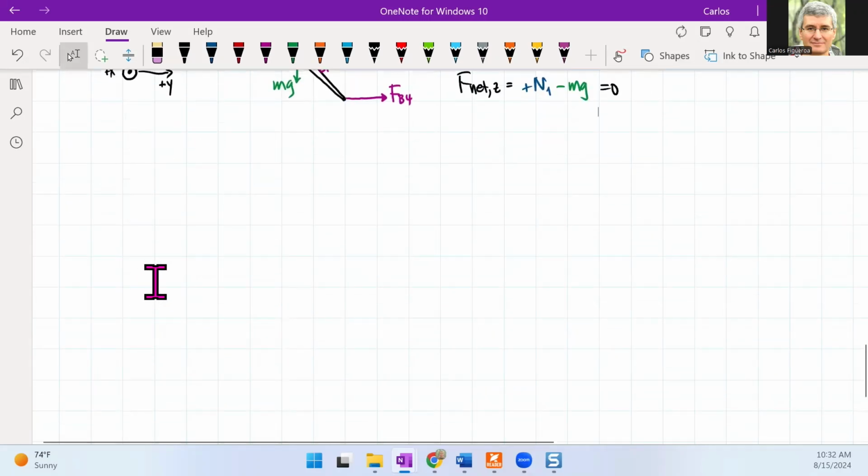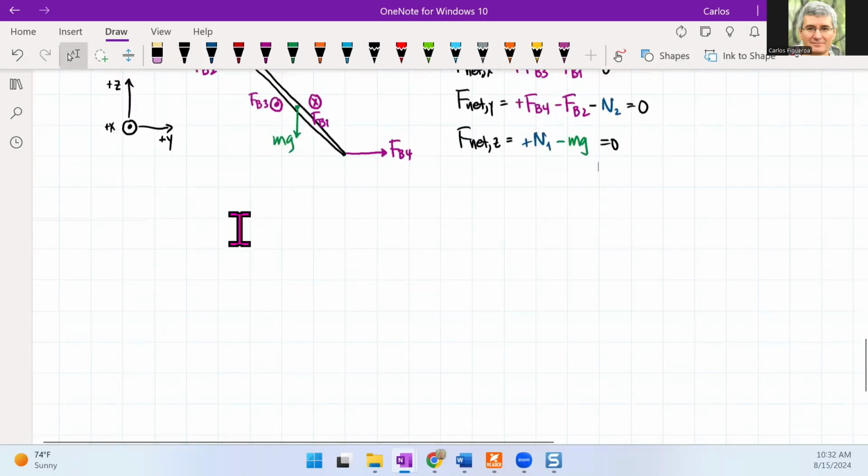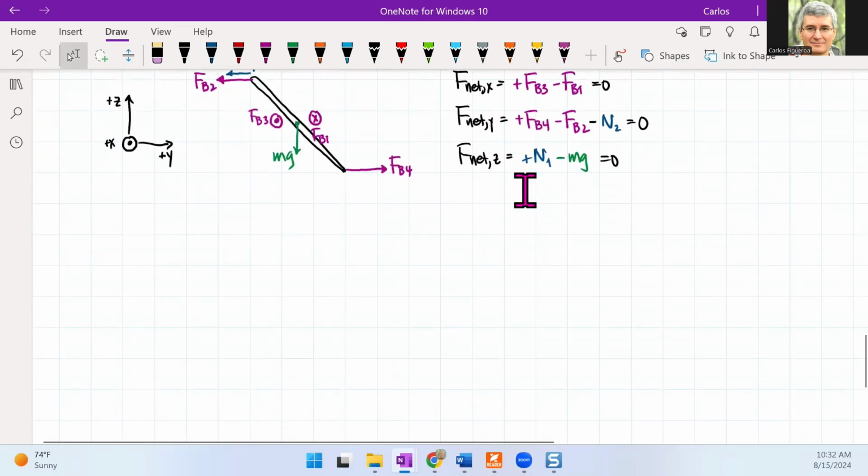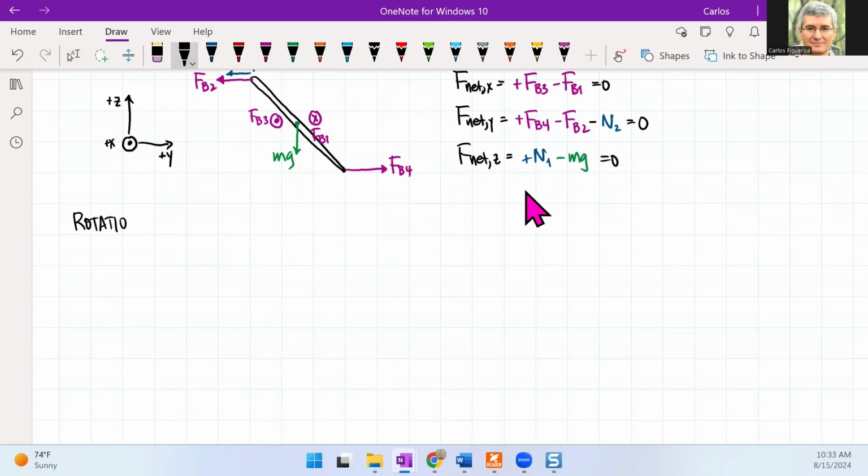So now we're on to the rotations. And I'm probably going to want a picture of this, so let me copy this picture and then just have it. So now let's go on to the rotations. So the rotational Newton's second law. Since the pivot point is where the flagpole connects to the wall, there is no torque created by the forces at the wall.